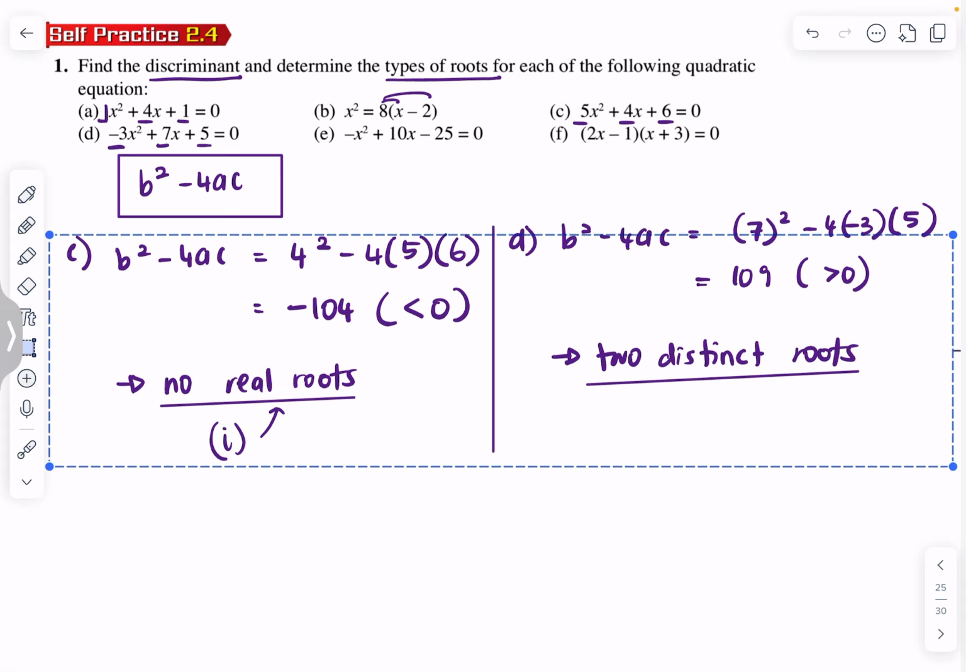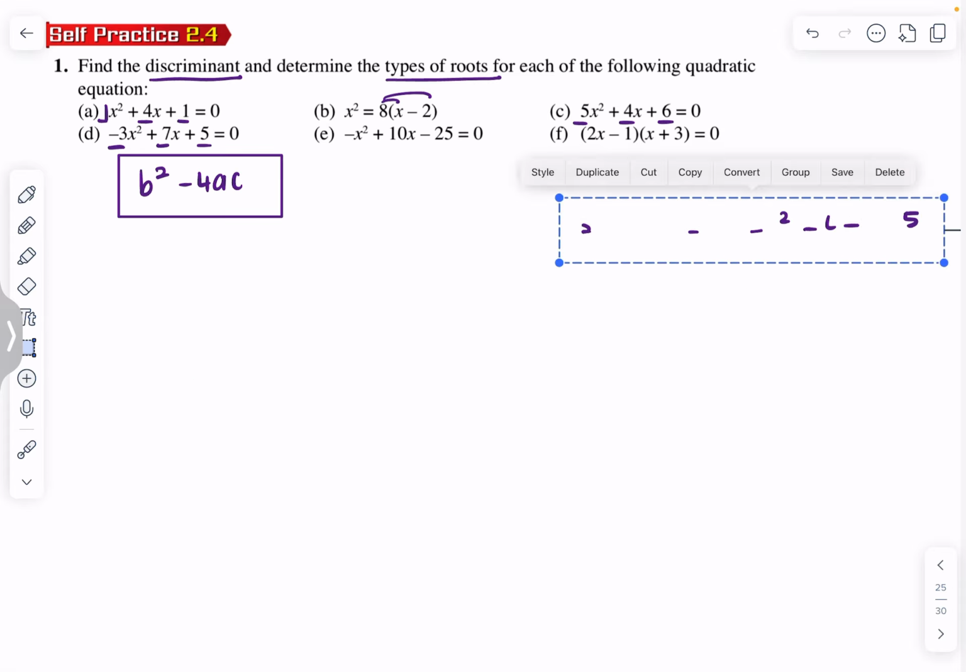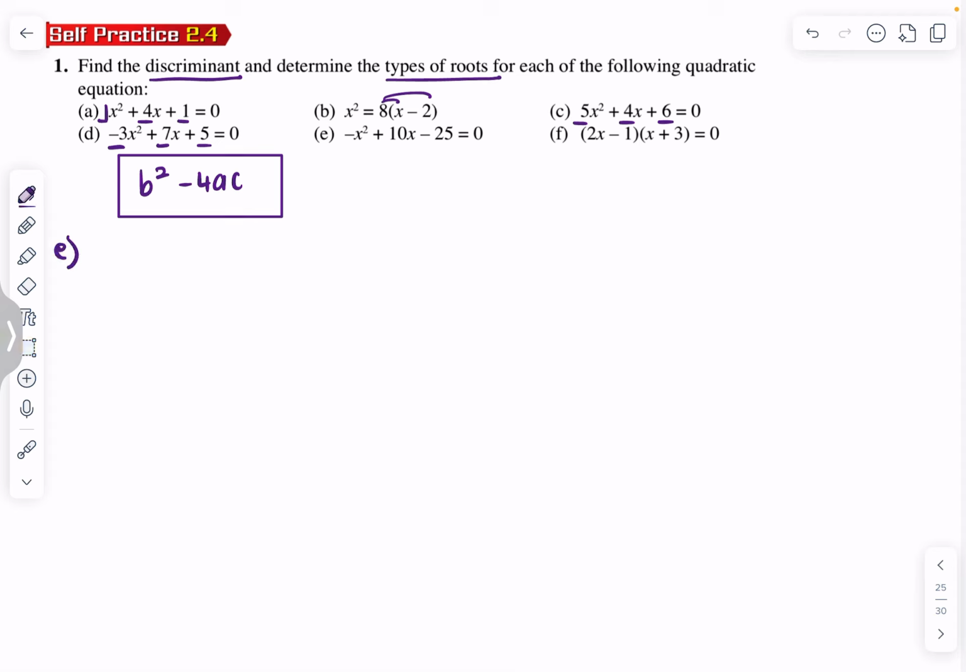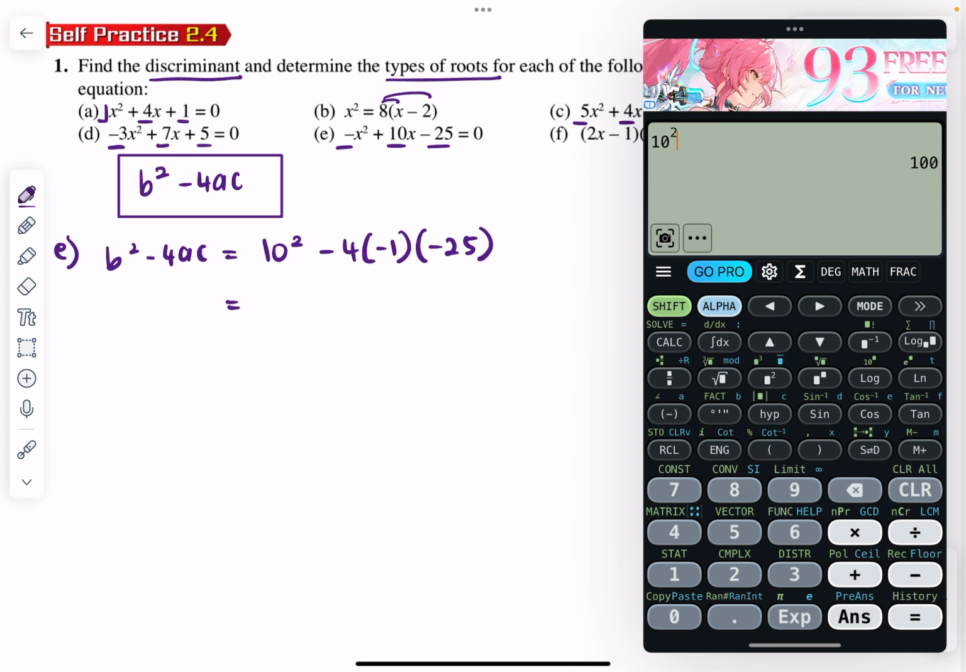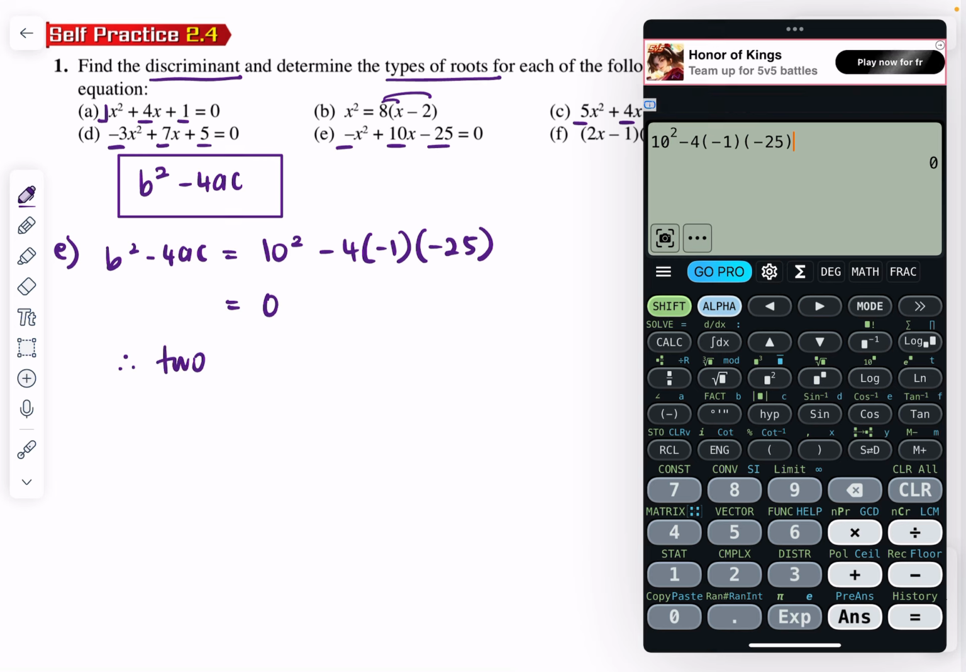Let's look at the last two. E. A, B and C are given. So b square minus 4ac is 10 square minus 4 times -1, -25. Put this in the calculator. 10 square minus 4 times -1, sorry, -25. We get 0. So if b square minus 4ac is 0, two equal roots.